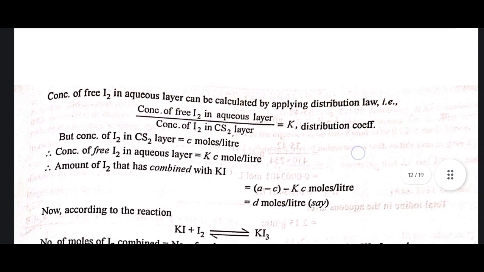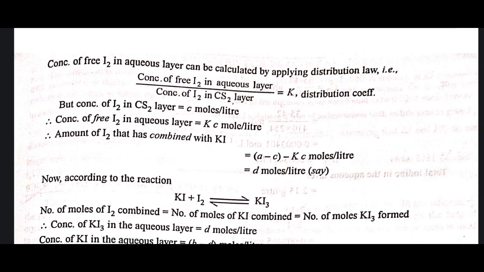The concentration of free I2 in the aqueous layer can be calculated by applying the distribution law. That is, concentration of free I2 in the aqueous layer upon concentration of I2 in the CS2 layer is equal to K, the distribution coefficient. But the concentration of I2 in the CS2 layer is equal to C moles per liter. Therefore, the concentration of free I2 in the aqueous layer is equal to KC moles per liter. Therefore, the amount of I2 that has combined with KI is equal to A minus C minus KC moles per liter, which is equal to T moles per liter, let's say.